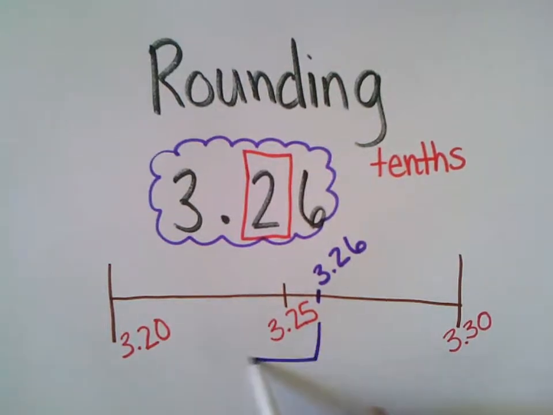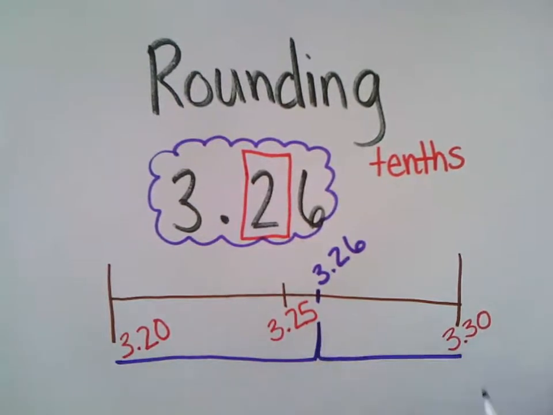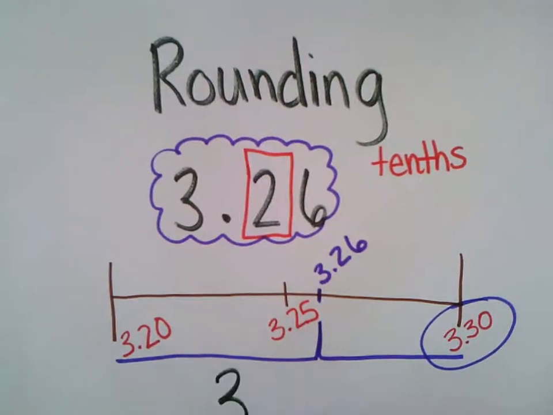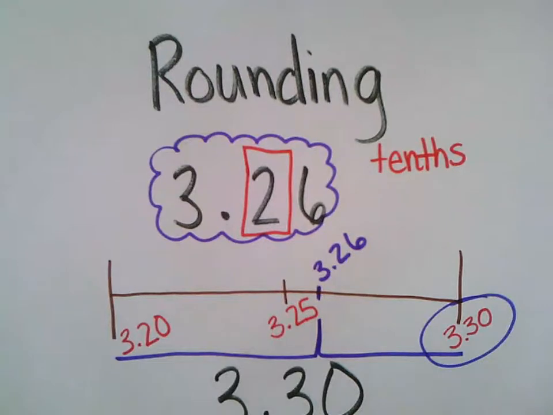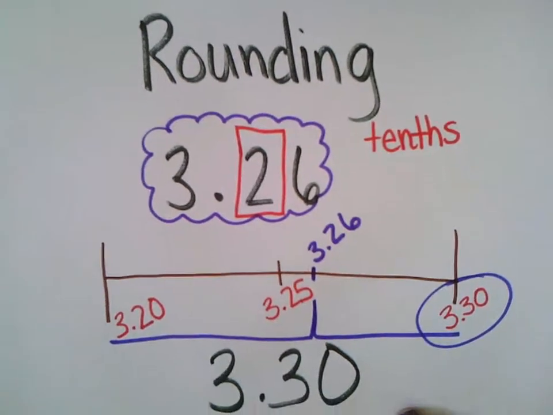Now, which end point is it closer to? Is it closer to 3 and 20 hundredths or is it closer to 3 and 30 hundredths? Yes, it's closer to 3 and 30 hundredths. Very good. So this would be rounded to 3 and 3 tenths. Always make sure that you add all the numbers that go before the place value. Always double check that you haven't missed anything and always go back and check your work.